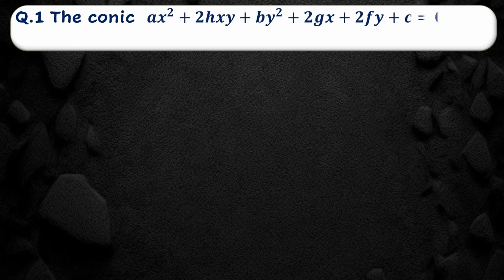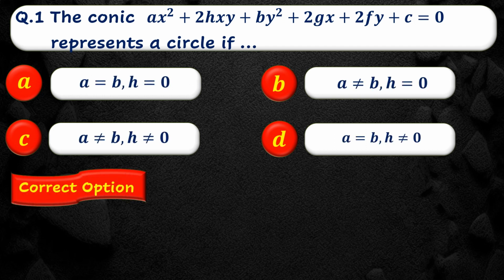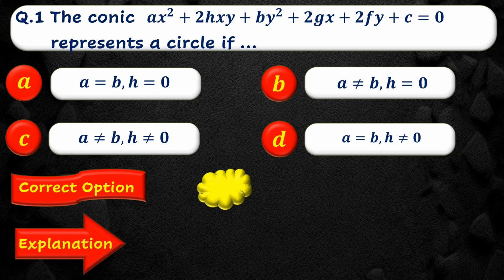Question number 1. The conic ax square plus 2hxy plus by square plus 2gx plus 2fy plus c is equal to 0 represents a circle if, and the options are. Let's find out which one is the correct option. But before that, we explain it.